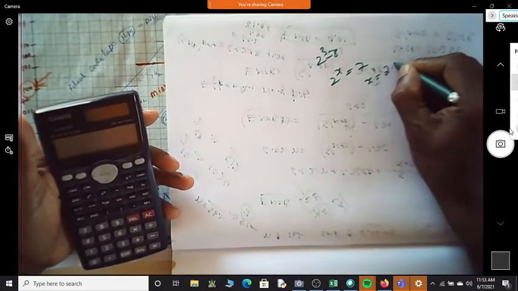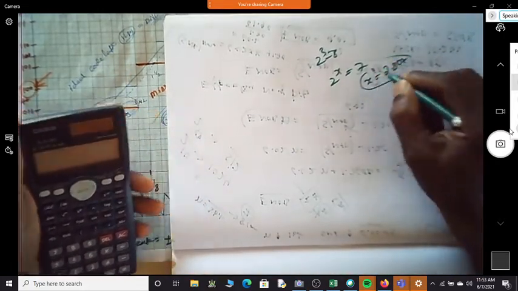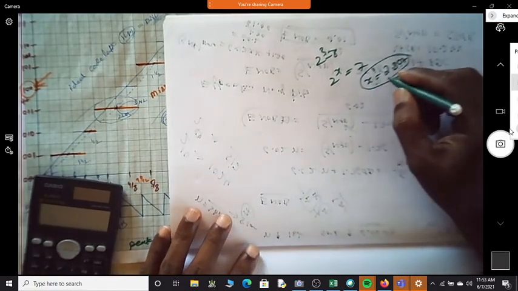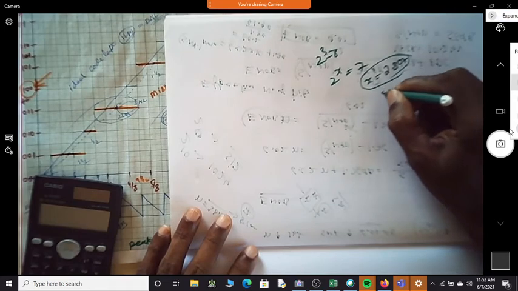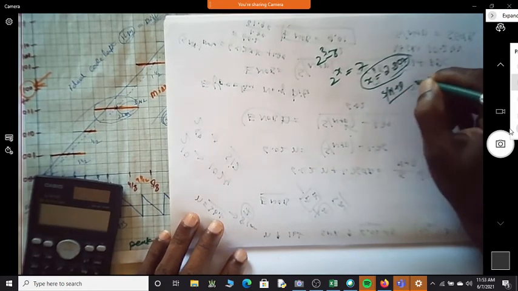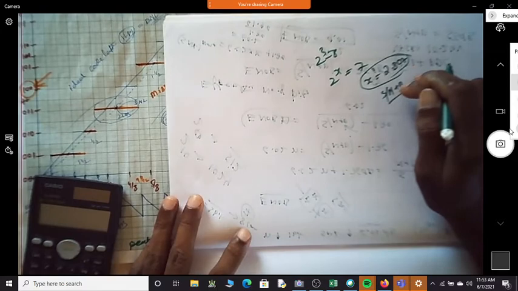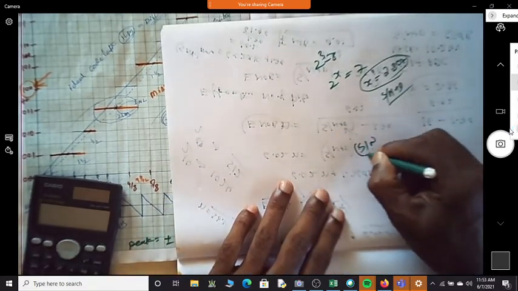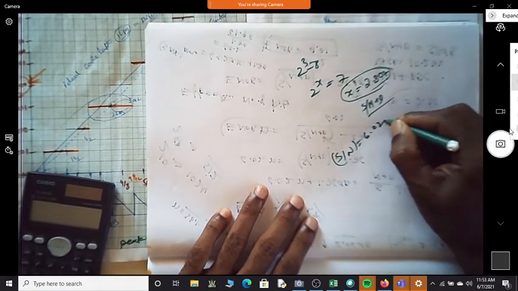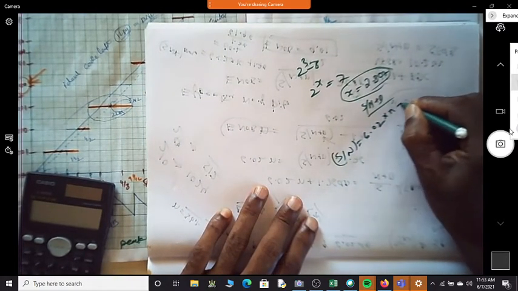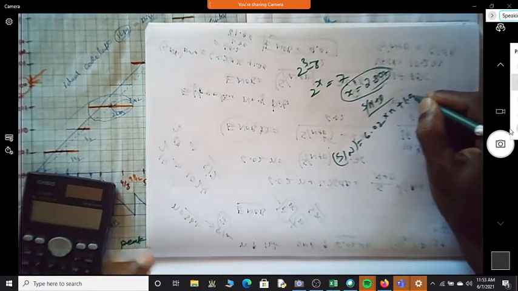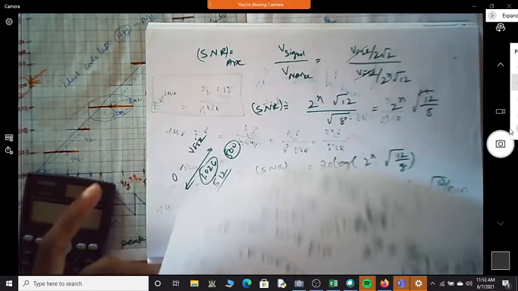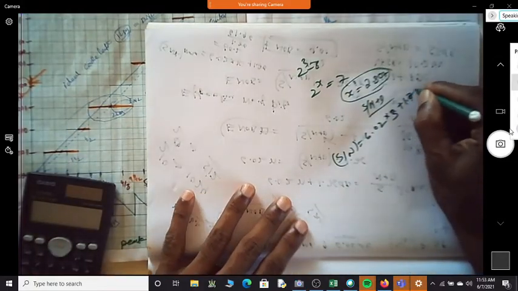2.807. Since the effective number of bits is 2.807, you can find the signal to noise plus distortion ratio. What is the ideal signal to noise ratio for this? It would have been 6.02 times N plus 1.76, so 19.8 dB.